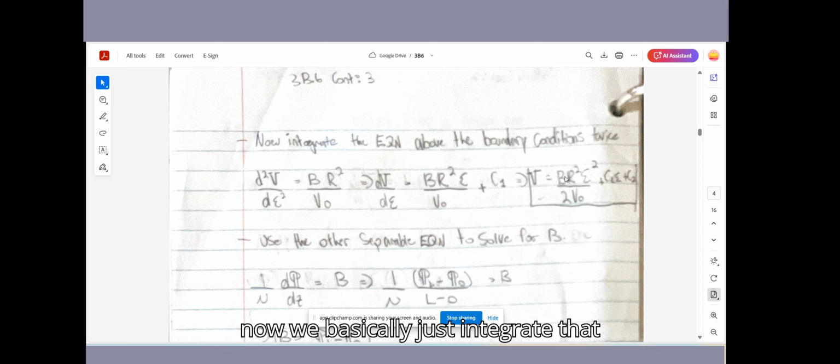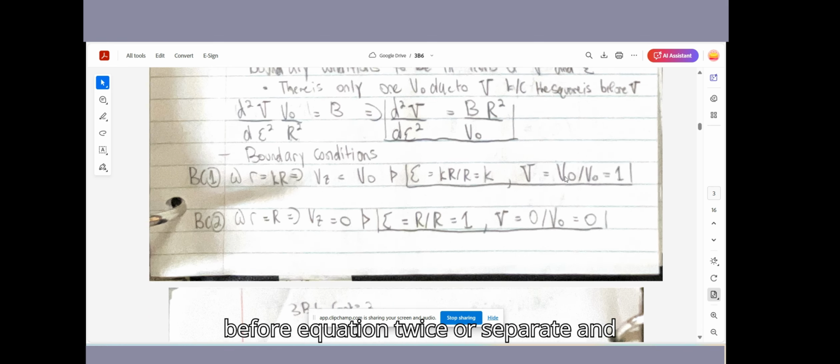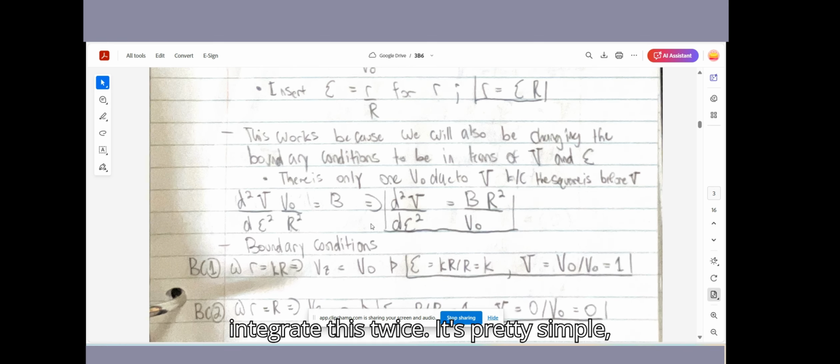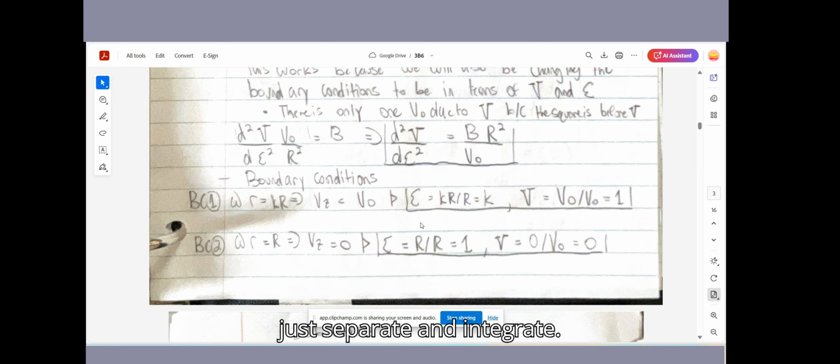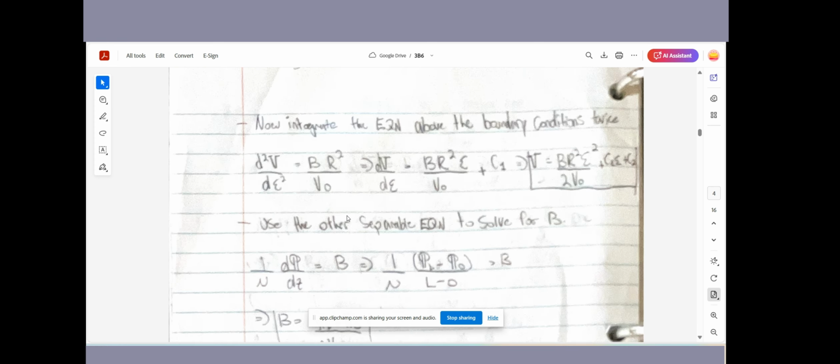Okay, so now we basically just integrate that equation twice, or separate and integrate twice. It's pretty simple. You just multiply this over and separate and integrate. You integrate epsilon, multiply epsilon and then add a C1, and then you integrate a second time. It's epsilon squared divided by 2 now. Multiply the second epsilon by C1 and add the C2.